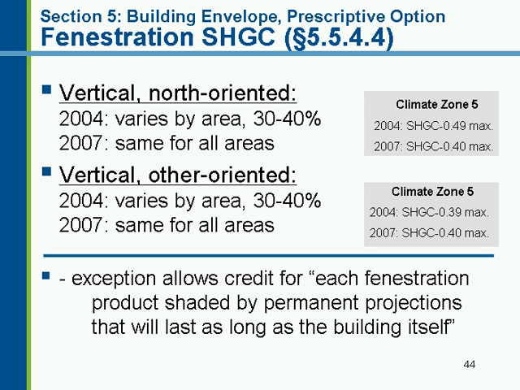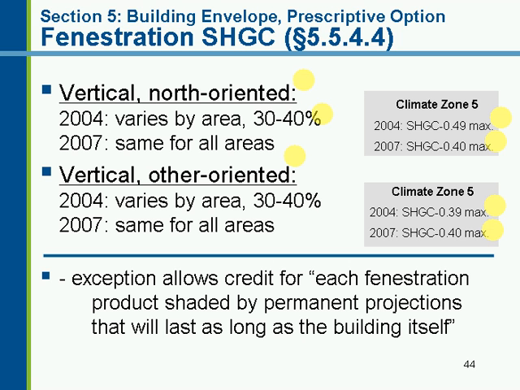For the solar heat gain coefficient for vertical fenestration, two different categories. One for the north, where you don't really see as much sun, so the criteria are less stringent, and then another for the other orientations. So here the criteria varies by the window area. For the 30 to 40% window area, the maximum solar heat gain coefficient is 0.49. You see in 2007 it'll be the same for all areas, and it's going down to 0.40 for climate zone 5. For other orientations in 2004, the solar heat gain coefficient is 0.39, and for 2007, 0.40.